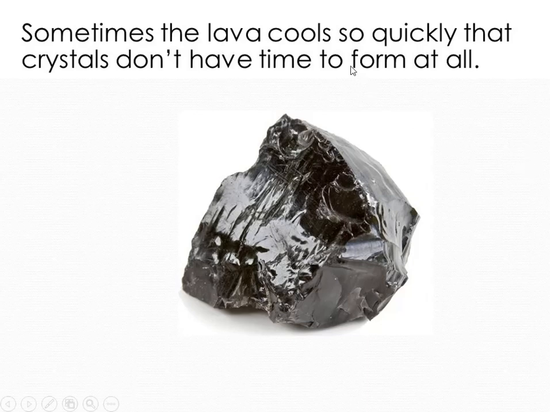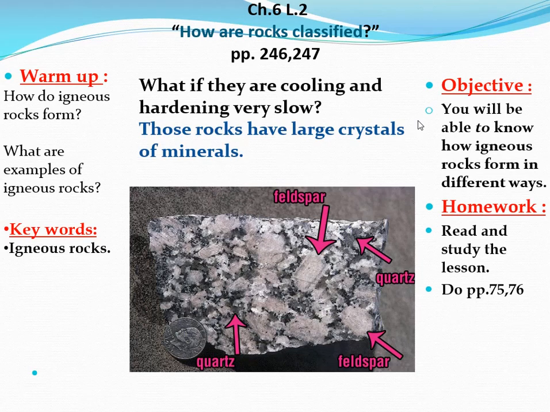So sometimes the lava cools so quickly that crystals don't have time to form at all. Or if they are cooling down in a few days, they will form, but they will be very small. But if the igneous rocks are cooling down and hardening very slowly, those rocks have large crystals of minerals. Look at this rock. It has large pieces or large crystals of minerals like quartz and feldspar.